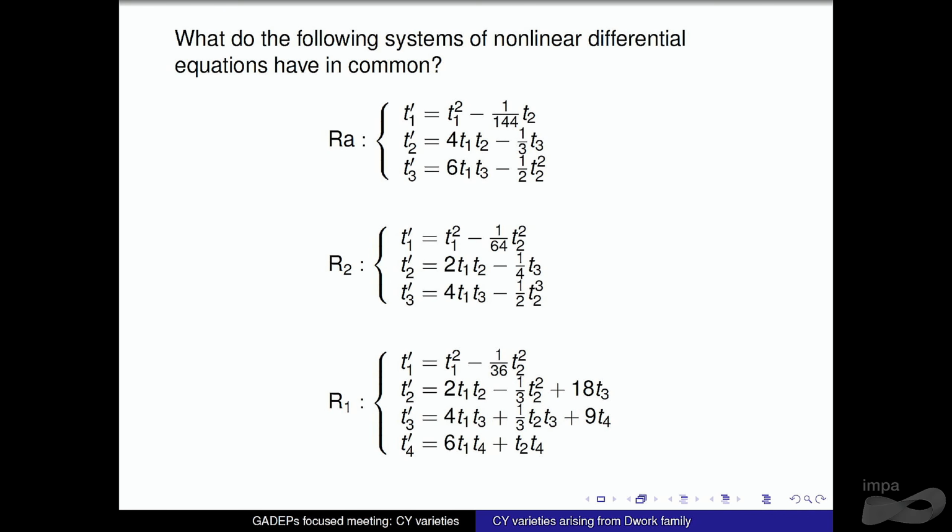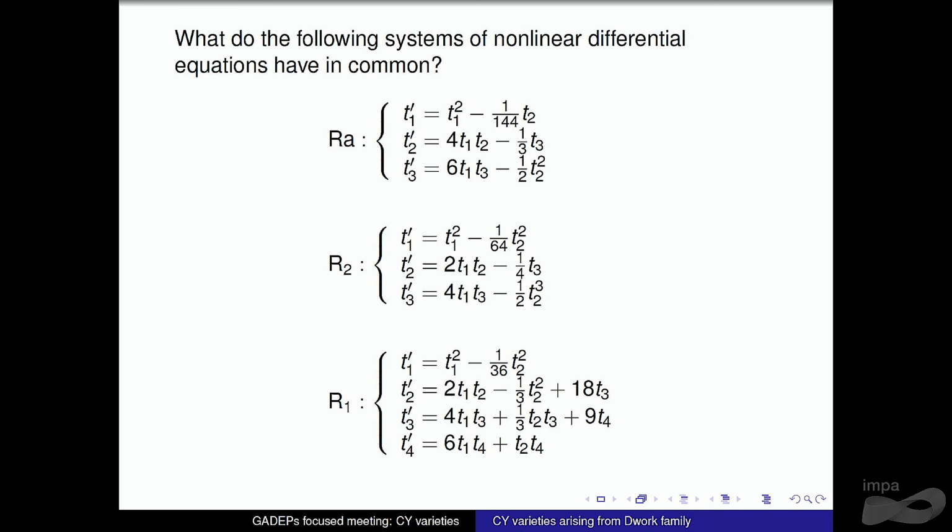We have three systems of differential equations here, nonlinear systems. So the question is, what are the common properties among these three systems?